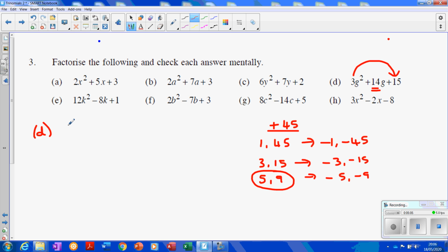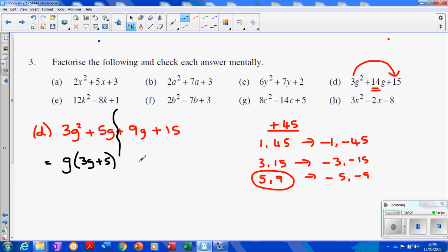Okay, so split the middle term. So I've got 3g squared plus 5g plus 9g plus 15. Break it down the middle. So when I break it down the middle, take out the highest common factor, which is g, and that gives me 3g plus 5. Take out the highest common factor from there, which is plus 3, gives me 3g plus 5. So piece it all together, repeated bracket, 3g plus 5 is one of them, and the other bracket's made up from that term and that term, which is g plus 3.